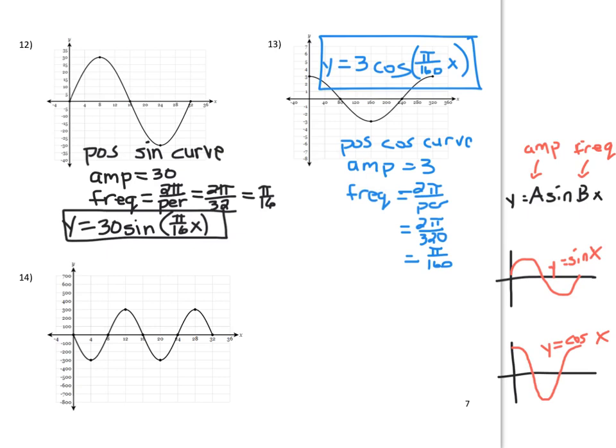All right, so number 14, if we look here, it's starting at the midline. So if it starts at the midline, it's going to be a sine curve. See how a sine curve starts at the midline? Now the difference between this and our basic sine curve is that the basic sine curve starts off by going up to the maximum. This one is going down to the minimum first. So what that tells us is that we have a negative sine curve.